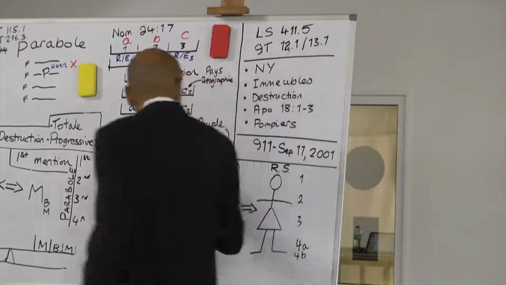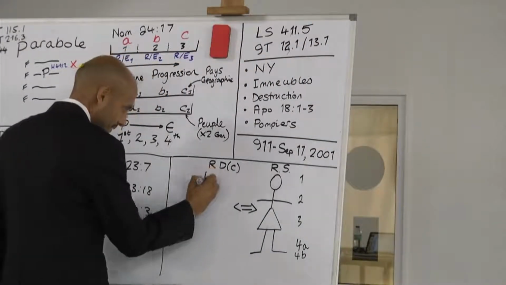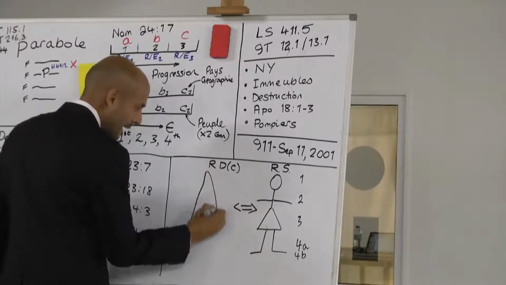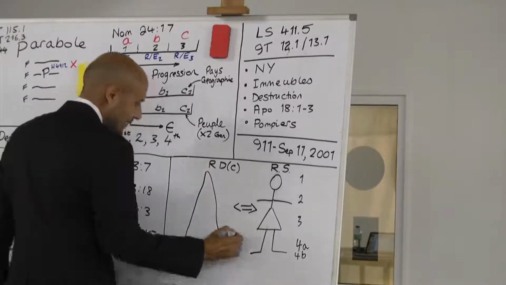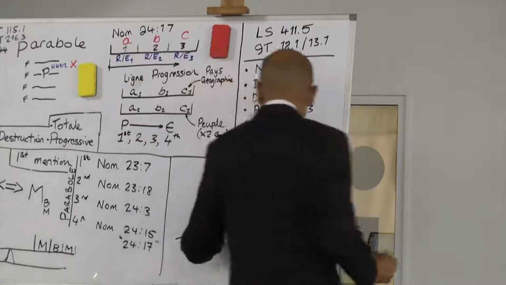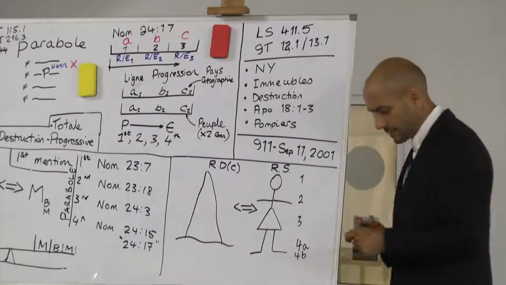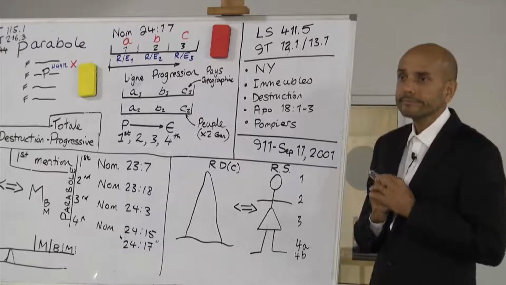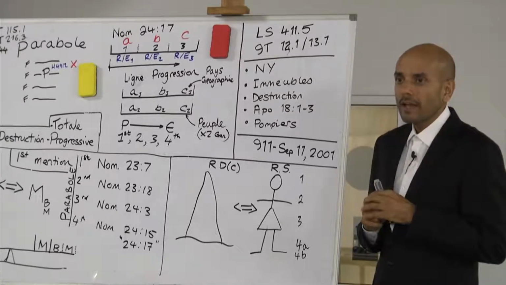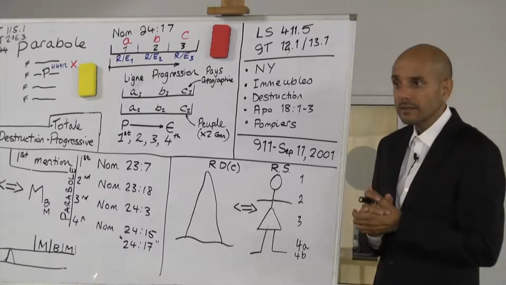Montagne. The mountain. Good. So here's a mountain. So you have a mountain, the kingdom of heaven, and you have a statue, the kingdom of Satan. Everybody okay with that?